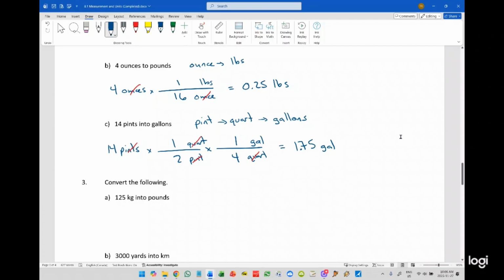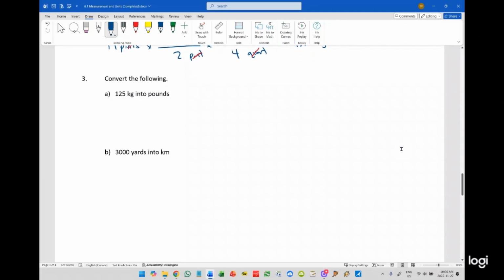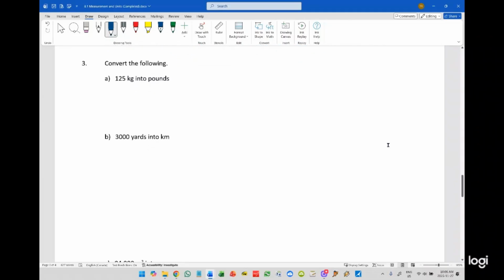All right, now let's do a couple of converting between metric and imperial. And this is where things can get a little bit more interesting. Okay, so the first one, we're going to convert kilograms into pounds. As it turns out, we have a unit conversion directly for that on our sheet, so we don't need to worry about it.